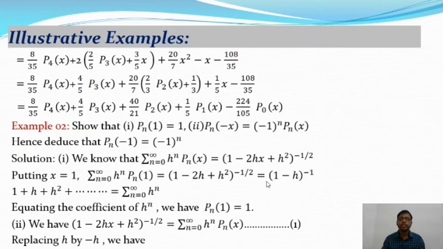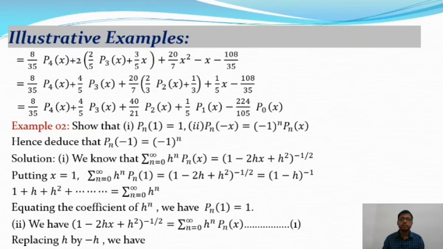And you know that (1 - h)^(-1) has a series expansion, which will be 1 + h + h^2 and so on up to infinity. And this equals the summation over n from 0 to infinity of h^n Pn(1). So now equating the coefficient of h^n on both sides, we will get Pn(1) is equal to 1. This is the proof of the first part of the given problem. After that, we will prove the second part of this problem.